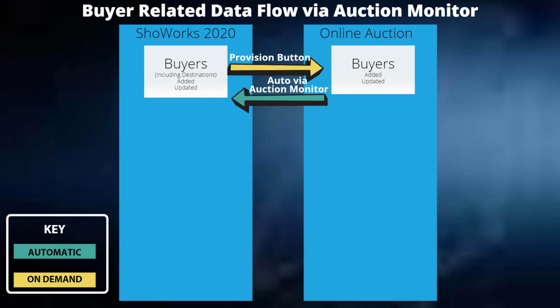It's important that you also understand that if a buyer is deleted in the online admin site, so you went in, you logged into your admin site, you went to the list of buyers, and you deleted a buyer out for whatever reason, you will still need to go into your ShoWorks 2020 fair file and delete that same buyer. That will not be updated. If you delete a buyer in the online site, it will not delete them out of your ShoWorks 2020 fair file through ShoWorks Agent and Auction Monitor. So you will need to delete them in both places.